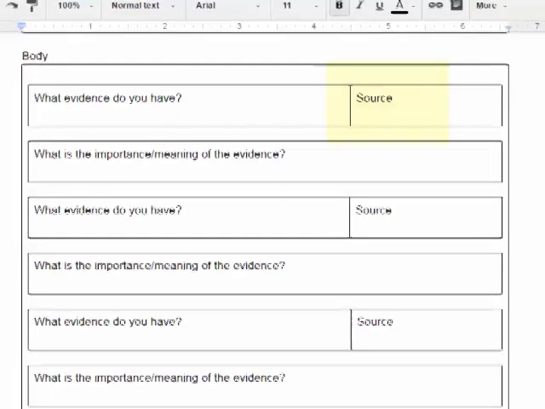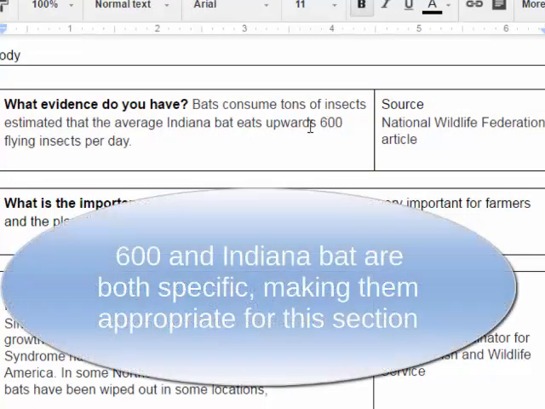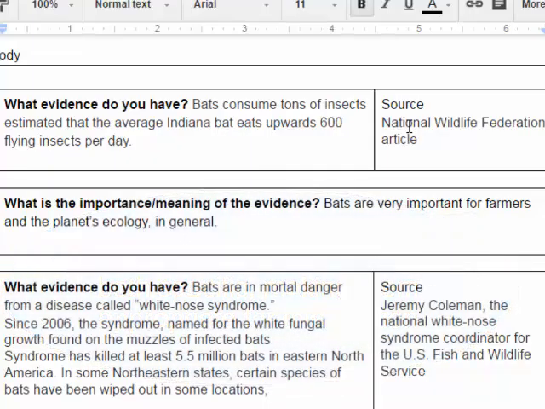So if you take a look at my example, you'll see that I have identified that bats consume tons of insects, estimated that the average Indiana bat eats upwards of 600 flying insects per day. Okay, so that's a fact. That's a specific number and a specific creature. How did I know that? There's an article from the National Wildlife Federation. Okay, so there's my fact.